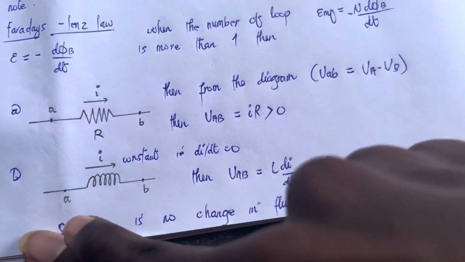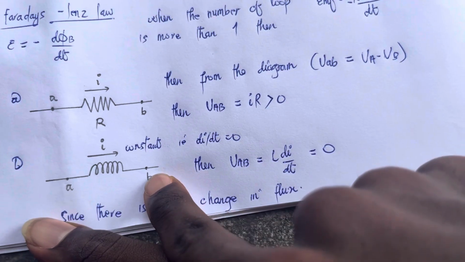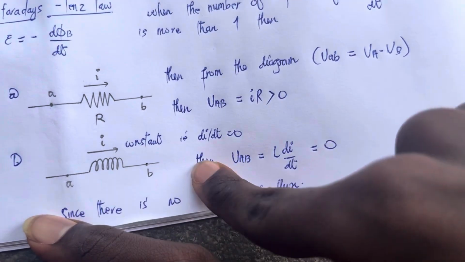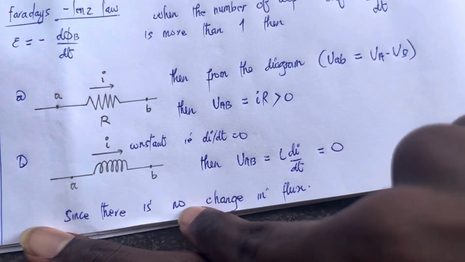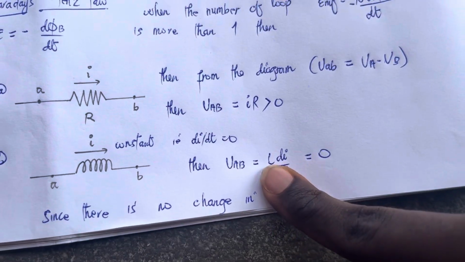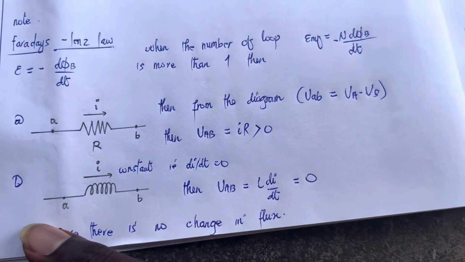For that matter, VAB, which is the potential at A minus potential at B, will still give you 0 because there is no change in magnetic flux. So these are the things that you are supposed to keep in mind. Now let's jump into some situations where we are going to get the current either increasing or decreasing.